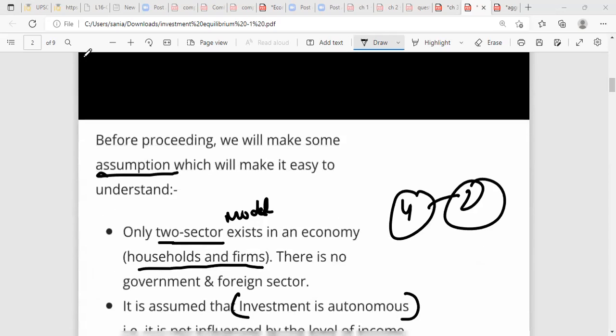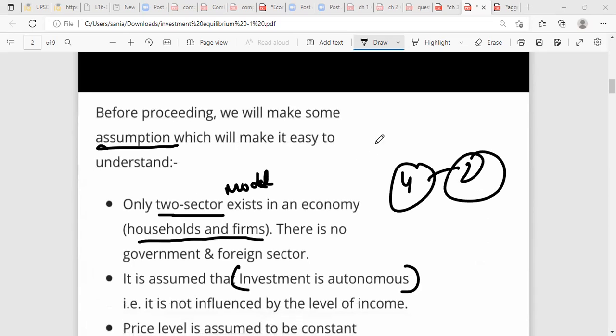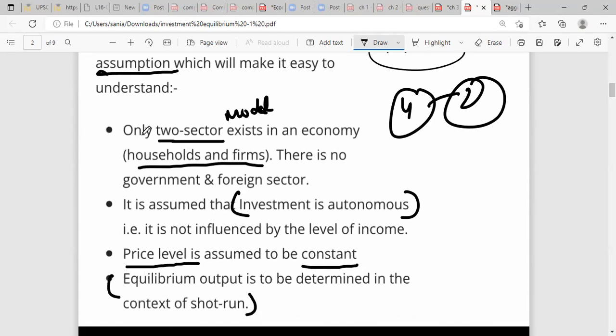Okay. Now next one. Whenever we are going to draw the graph through the AD-AS approach or anything, there are some assumptions. So the first assumption is that a two sector model exists in the economy, household and firms. So what you will write? You will write two sector model and in bracket household and firms.